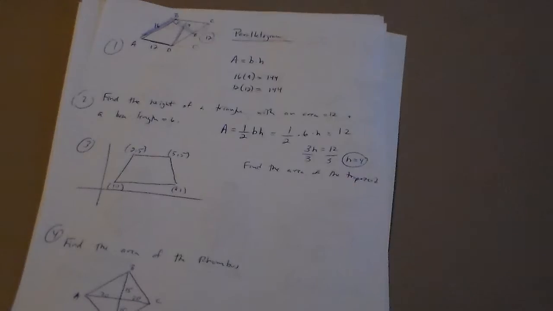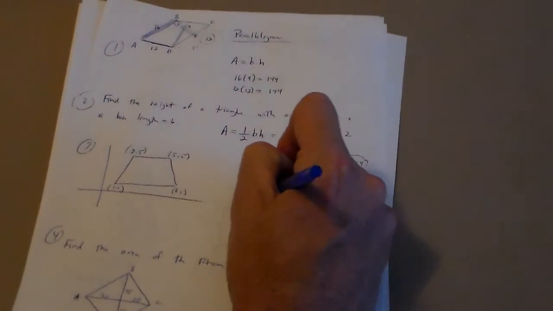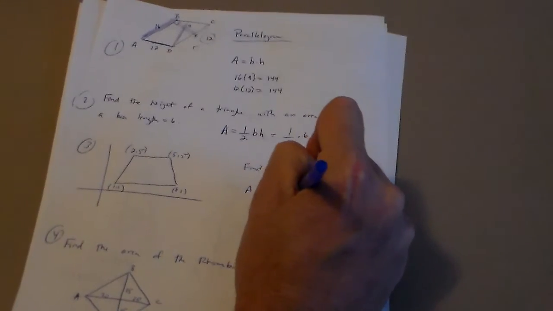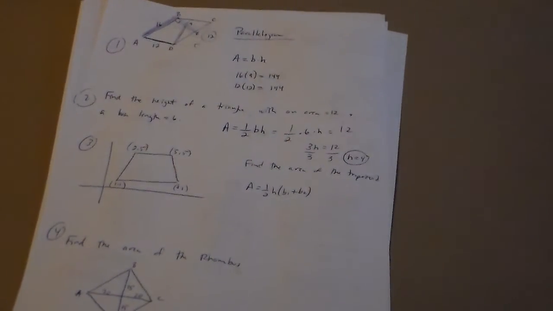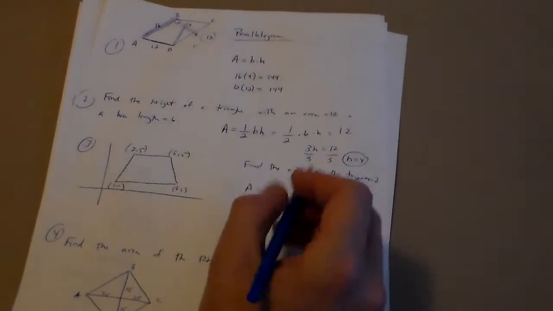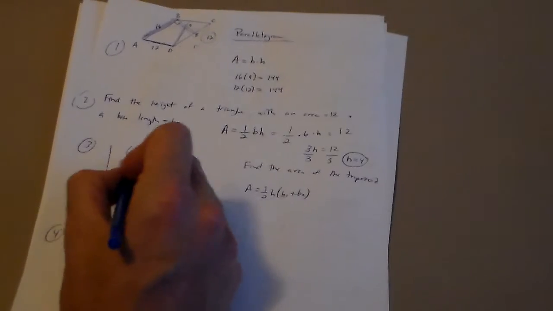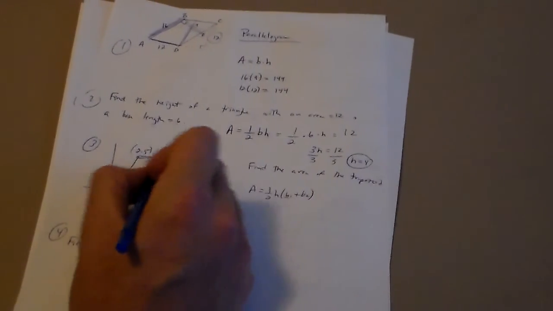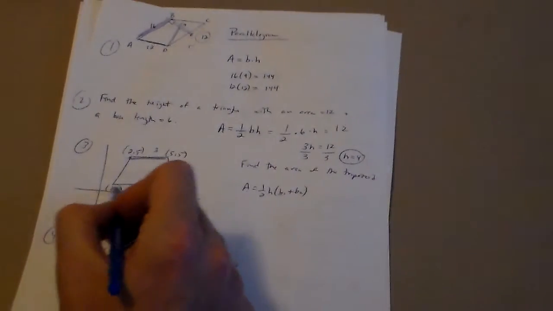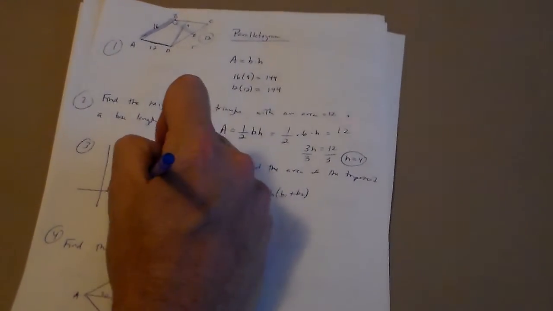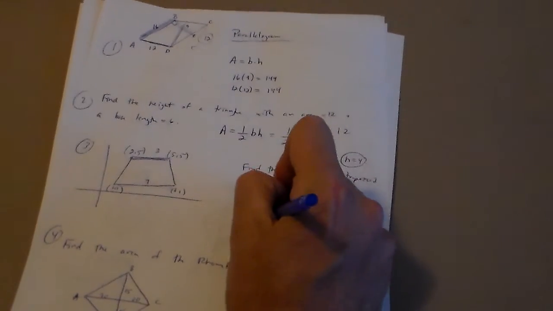Okay? Next one, find the area of the trapezoid. Well, that formula is one half the height times the sum of the two bases. What do I know here? I know the two bases. That's going to be from here to here. It's a horizontal line, I can count that. That's 3. Another horizontal line I can count. That's 7.